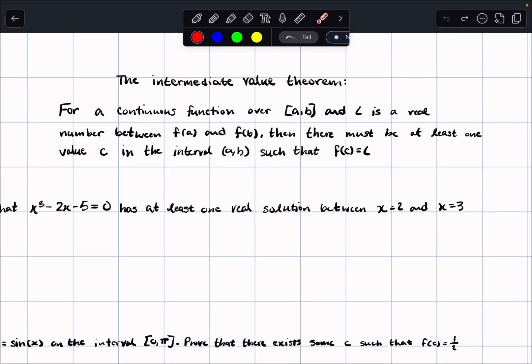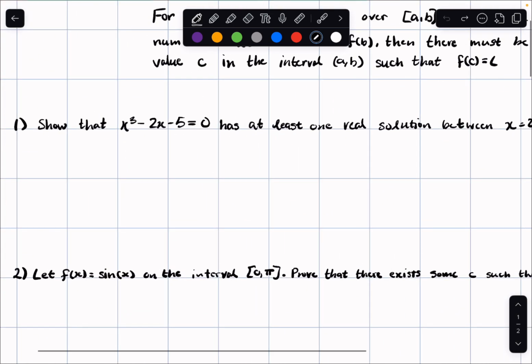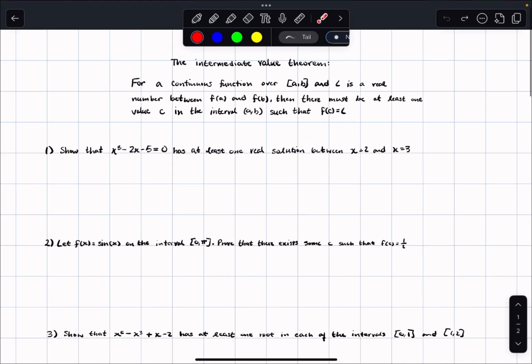So it says that for a continuous function over the closed interval from a to b, and L is a real number between f of a and f of b, then there must be at least one value c, which is our zero, in the open interval a to b such that f of c is equal to L. So f of c equal to L could be any value. Let's see what problem one is, and I feel it's best shown with an example.